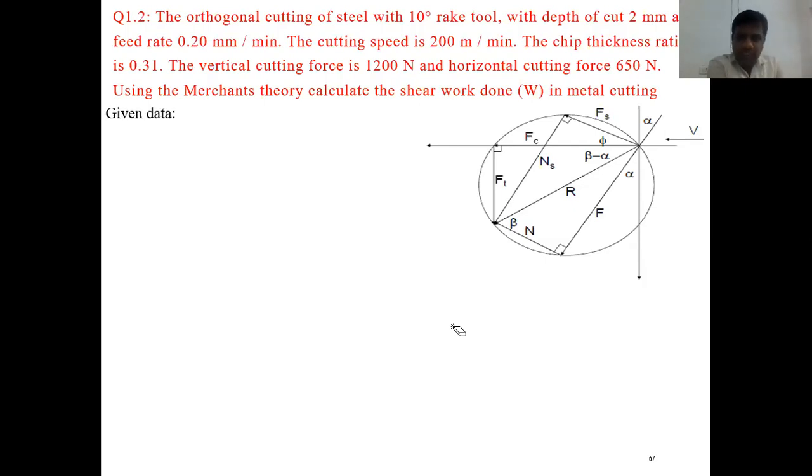So what data is given in this? Can somebody tell me what data is given? Orthogonal cutting of steel with a 10 rake tool. So 10 degrees rake tool means? Yes, tell me. Alpha, I think, sir. Yes. So this is nothing but the rake tool. It's not mentioned as a rake angle, but 10 degrees rake means it's a rake angle only, because degrees is an angle. So take it as the rake angle. So rake angle alpha is 10 degrees, right?